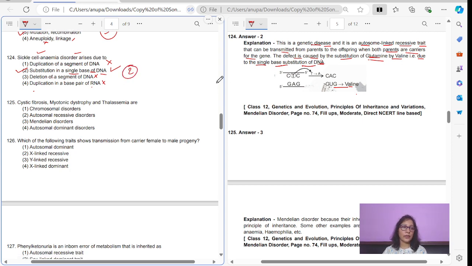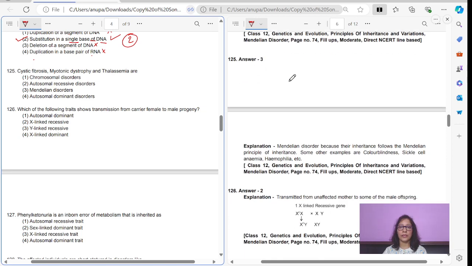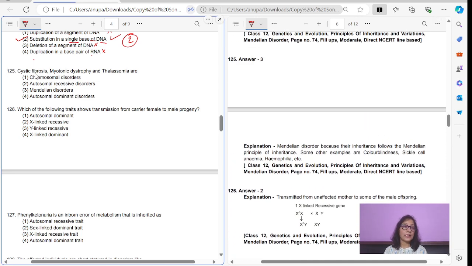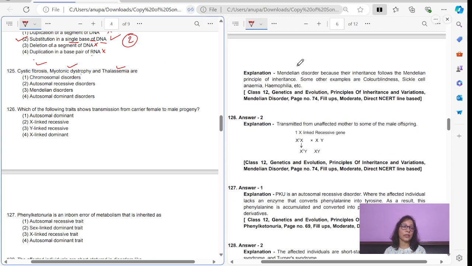Now let's move to the next question, that is question number 125. Question number 125 states that cystic fibrosis, myotonic dystrophy and thalassemia are. We have to find out what kind of these diseases are. Options are chromosomal disorders, autosomal recessive disorders, Mendelian disorders, or autosomal dominant disorders. So the correct answer for this question will be Mendelian disorders.